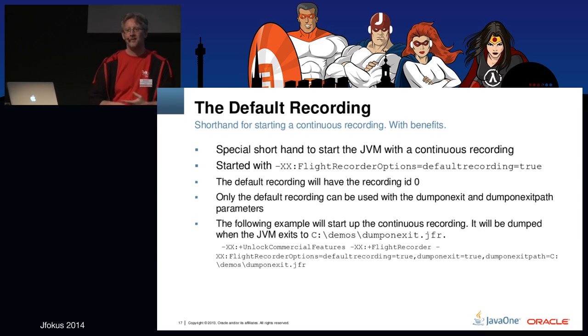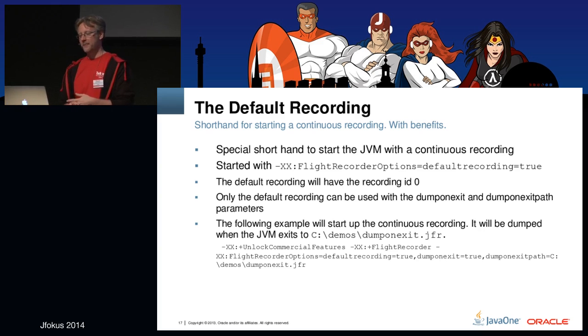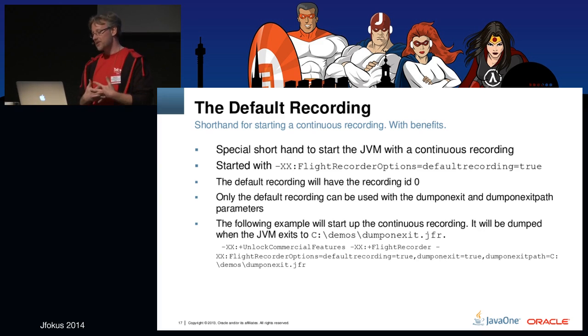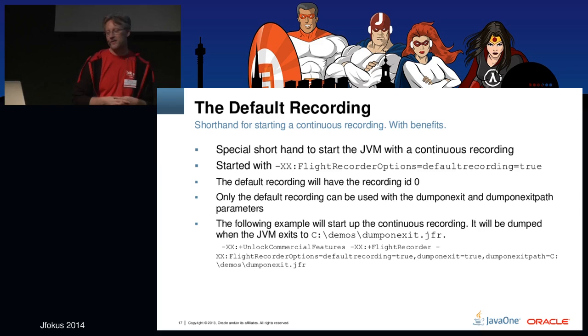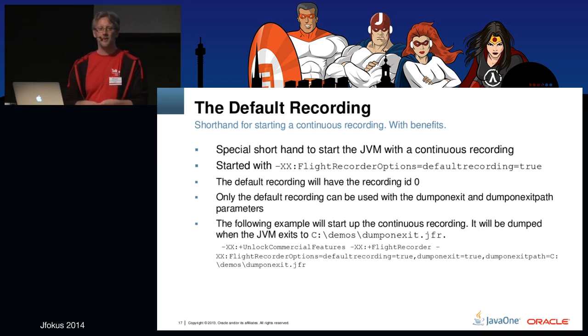And there is a remnant that is not so good from the JRockit days that is still with the HotSpot implementation, which is the default recording. It is useful though, so you can start with these options. The default recording equals true. That will cause the JVM to start up a special recording with ID 0. And that is the only recording that you can use with the dump on exit flag. So there are flags that allow you to actually, whenever the JVM exits, do a dump, which can also be quite useful. But then you need to remember to use the default recording equals true flag.